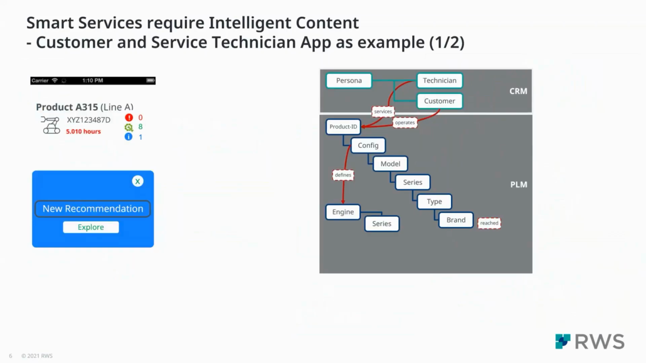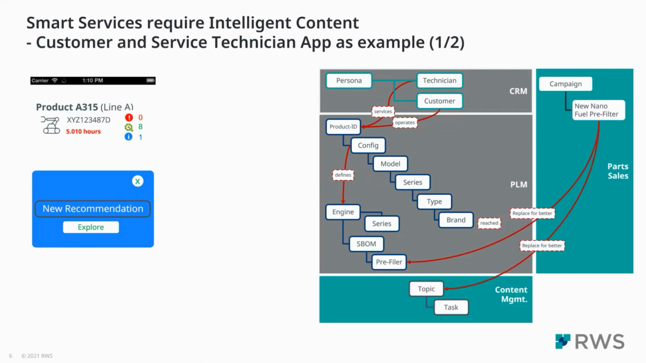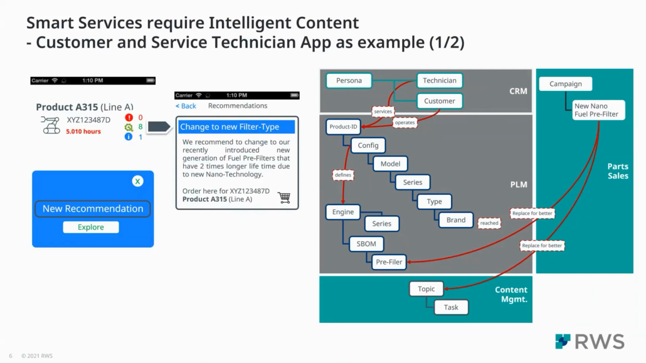You would also provide information, right? A recommendation to the service technician, to the operator, because there is a campaign out there from the part sales that the filter the operator or the service technician is currently maintaining has a new filter available with better characteristics, right? And you actually publish a piece of content and give the recommendation that you can change to this new filter type.